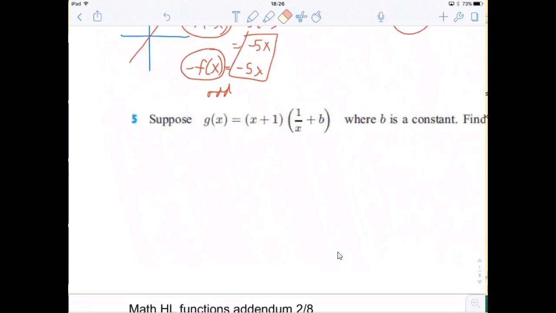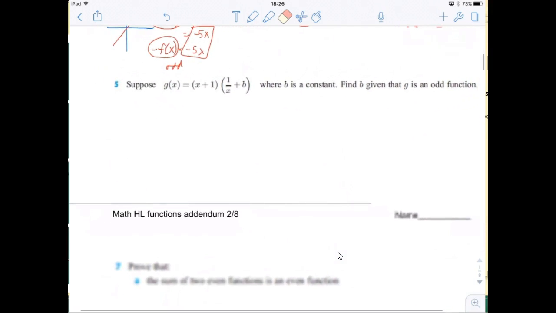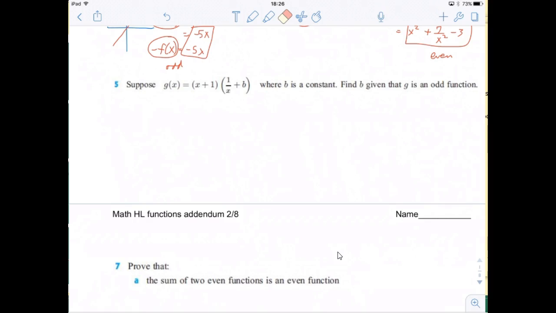Number 5. Suppose that g of x equals x plus 1 times 1 over x plus b, where b is a constant. Find b given that g is an odd function. Okay, so we know that if g is an odd function, it obeys the rule f of negative x is equal to negative f of x. So let's see if that helps us here. Or, I'm sorry, it's g, not f.